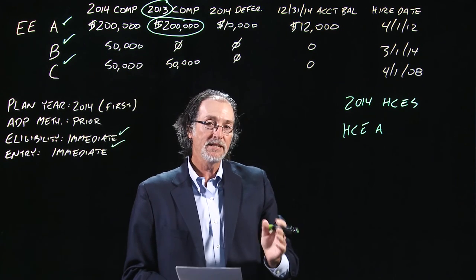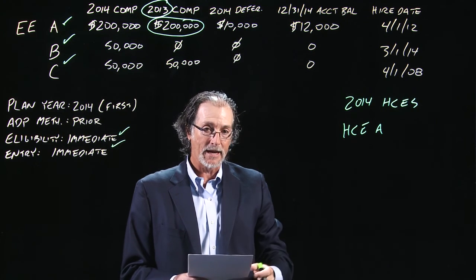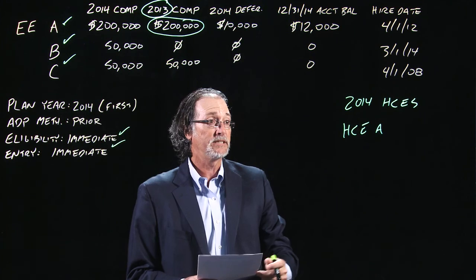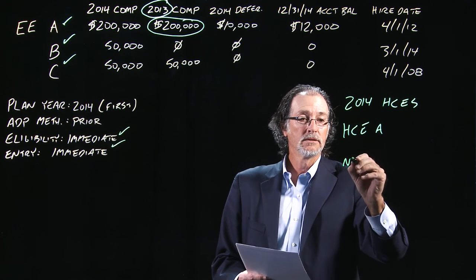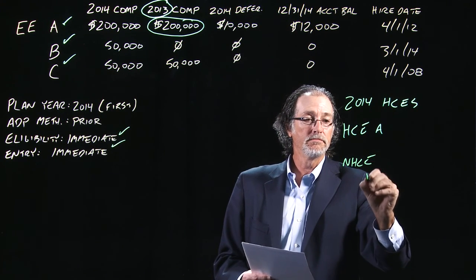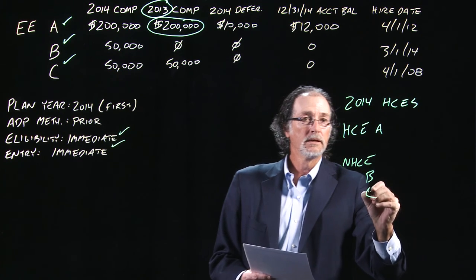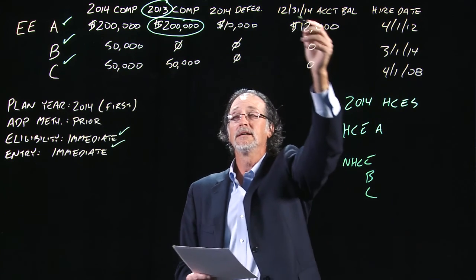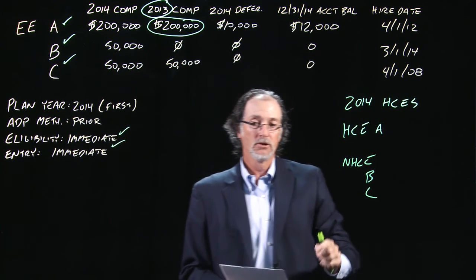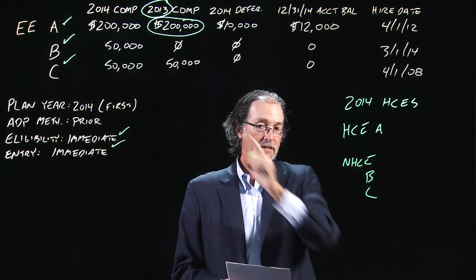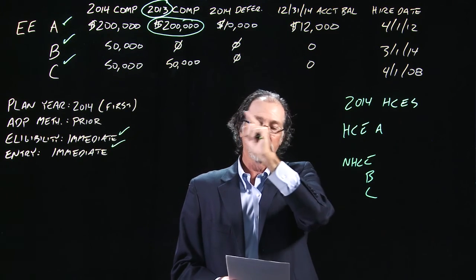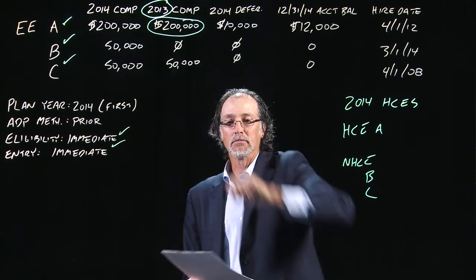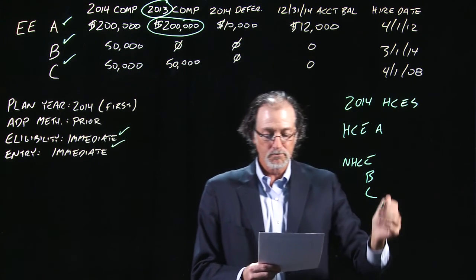So now that we have the HCEs and the NHCEs, the non-highly compensated employees, we can calculate the 2014 ADRs for both the HCEs and NHCEs. So let's put that down here. That'll be B and C. And this is a pretty simple calculation. We're going to take the deferrals in 2014 and divide it by the compensation. Remember to look at the compensation limits, because if they're making $500,000, the denominator is not $500,000. It's the maximum limitation for that year, compensation.